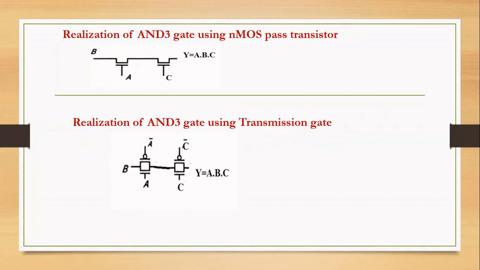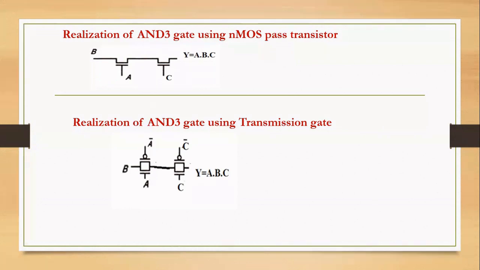Similarly, we can try to realize a three-input AND gate using transmission gate. Two transmission gates can be connected in series, wherein A, B, and C are the inputs. C is applied to the gate of the NMOS pass transistor, A is applied to the gate of the NMOS pass transistor, and B is applied to the pass input. So that we'll get the product as A dot B dot C.